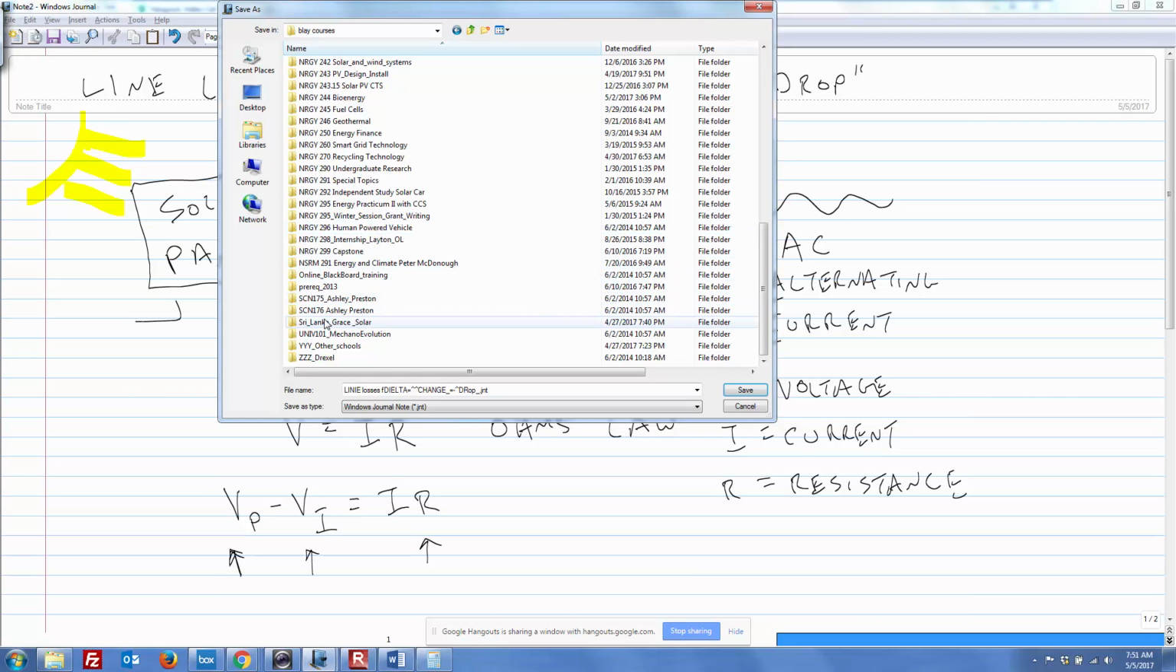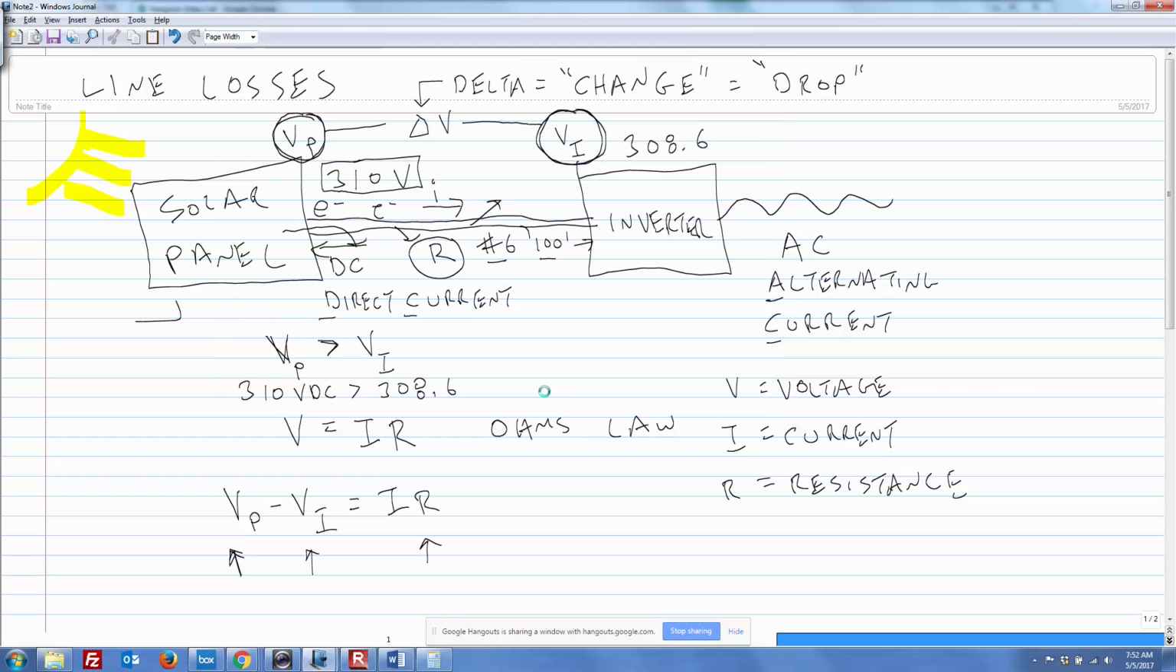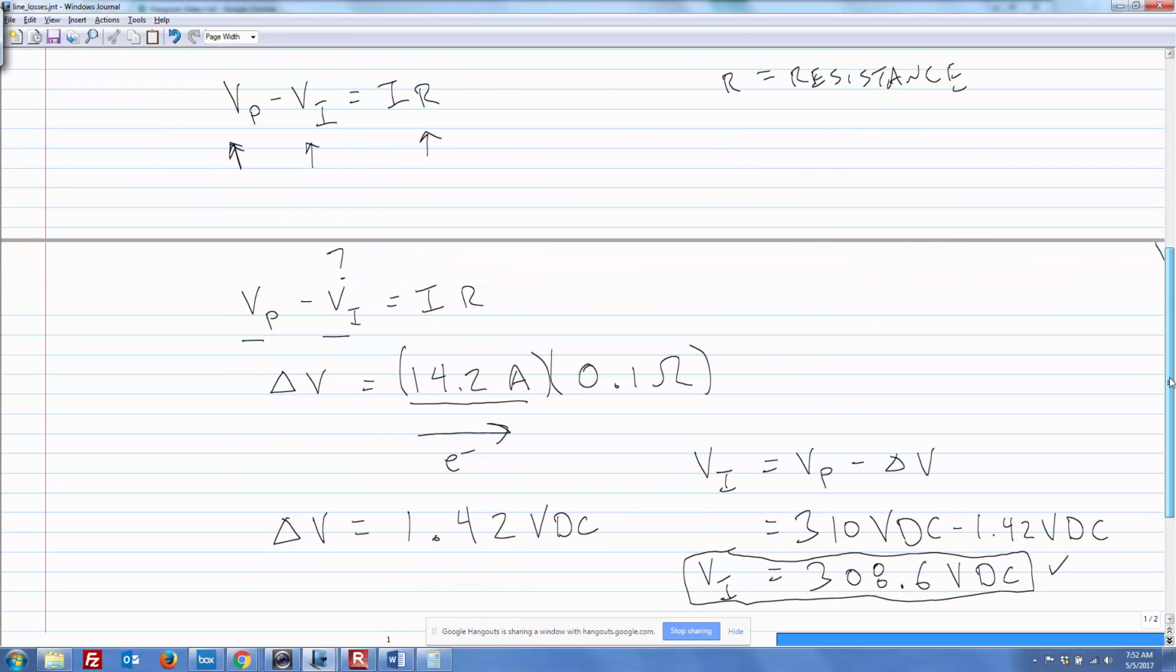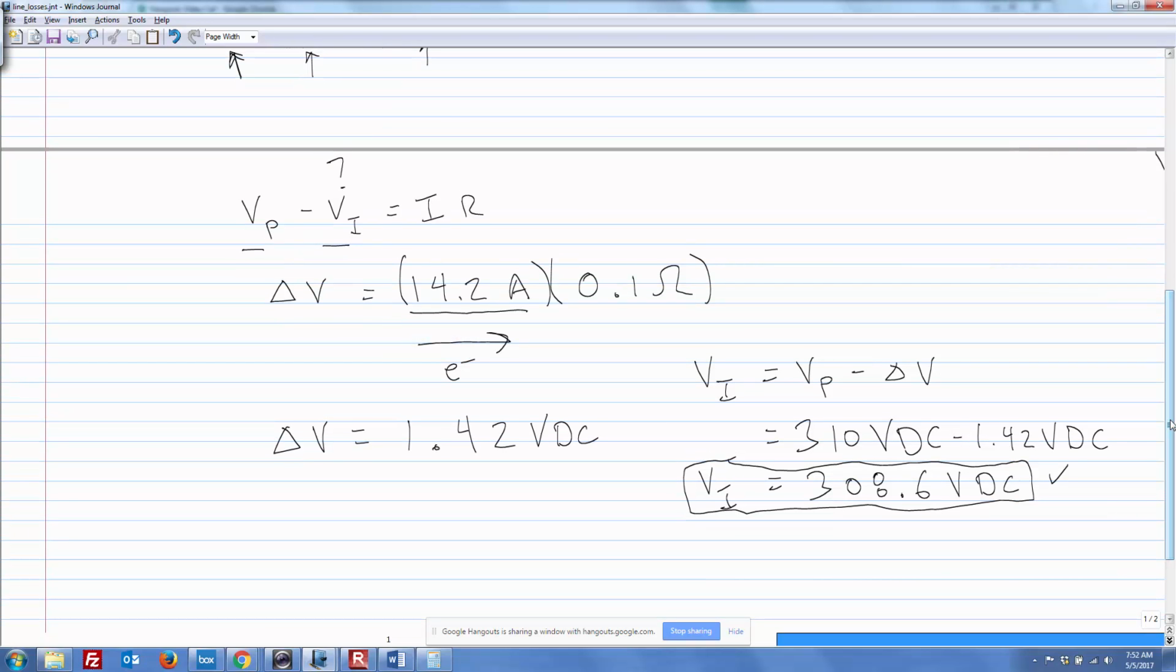One second, I'm going to save this. Voltage drop. Can you see it okay? Yeah. Okay. There's 2 pages. Second page. Yeah, okay. 40.2 and R 0.1 ohm.